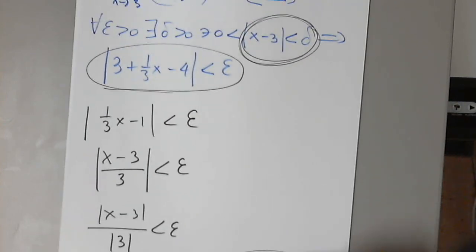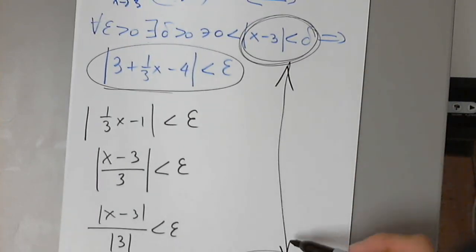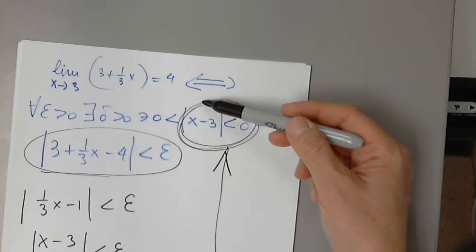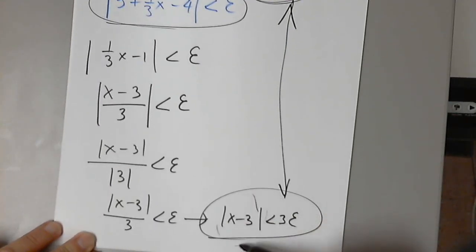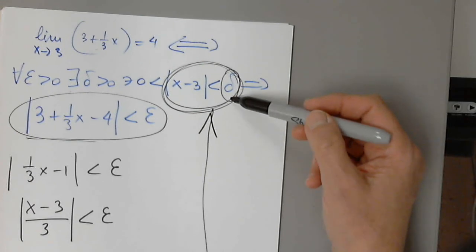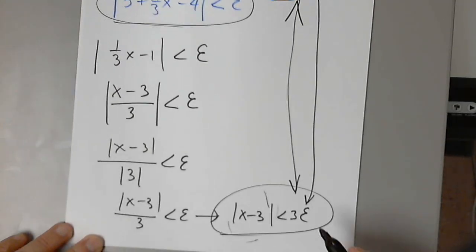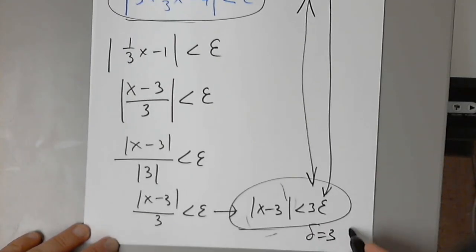And now this final step is by comparison. Do I have x minus 3 in absolute value? Yes, I do. And this must be delta. So therefore delta equals 3 epsilon.